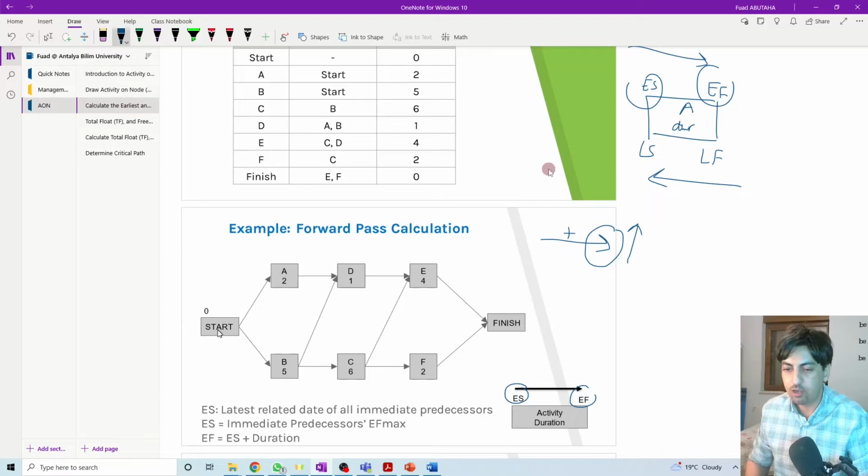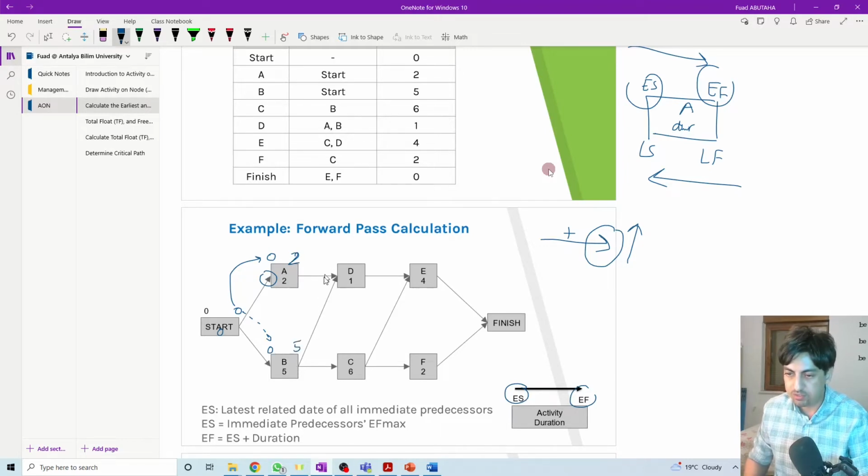So starting from here, the duration of activity start is 0. So 0 plus 0, 0. Then we come here. How many options? We only have one option because we look at the heads. How many heads are here coming toward activity A? We only have one head. It means one option. We just transfer this one here. So activity A will start at 0. The same goes for here. We just transfer this one here and we will start from 0. So 0 plus 2 will be 2. Here, 0 plus 5, 5.